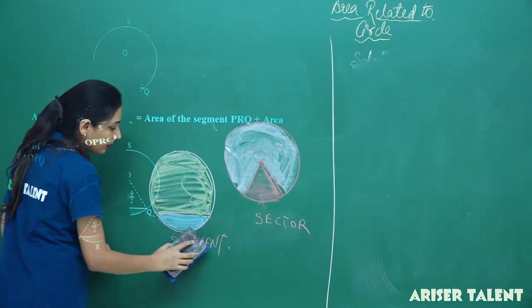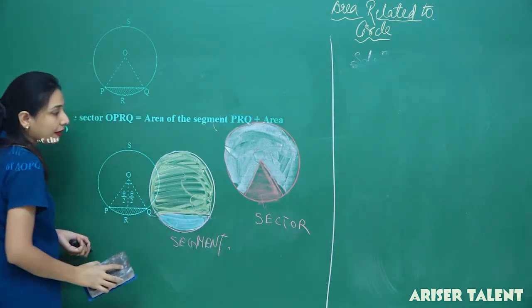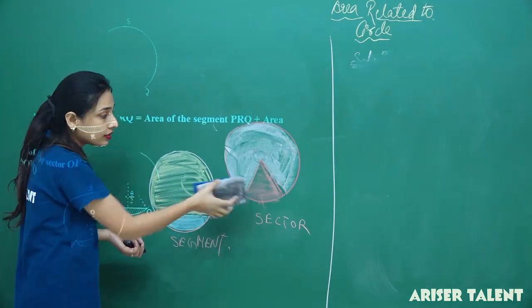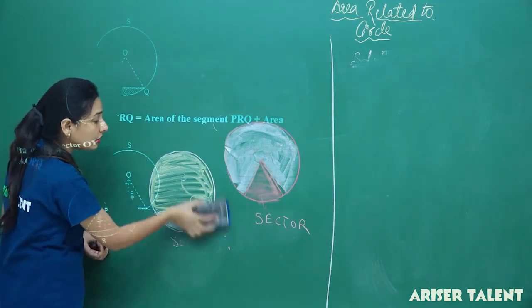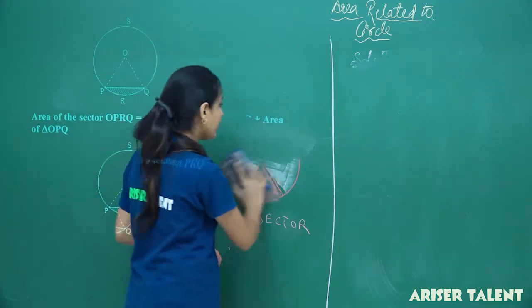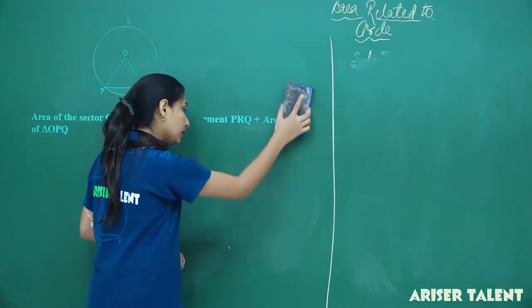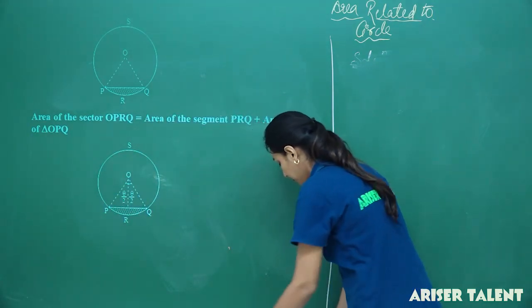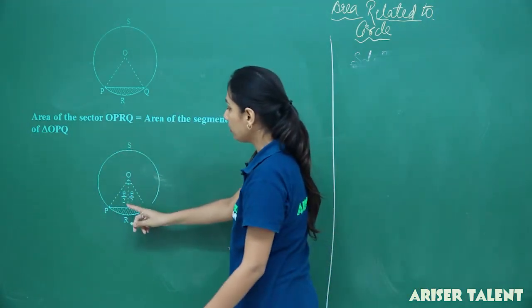So here area of sector, if I am talking about the area of this sector, now you have told me that, okay ma'am, you have told me that this is segment, you have told me that this is sector. Now you have told me what is the area of this sector. So tell me that what is the area of this segment. Okay. So we are coming on that thing also. Here I am talking about the area of this sector.